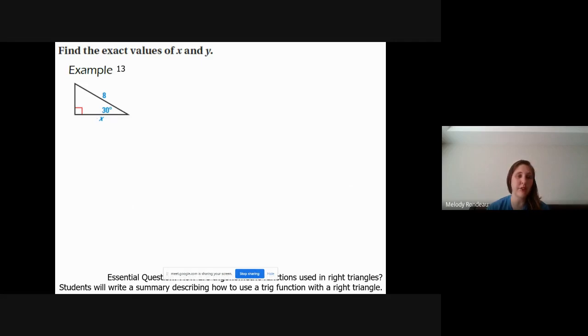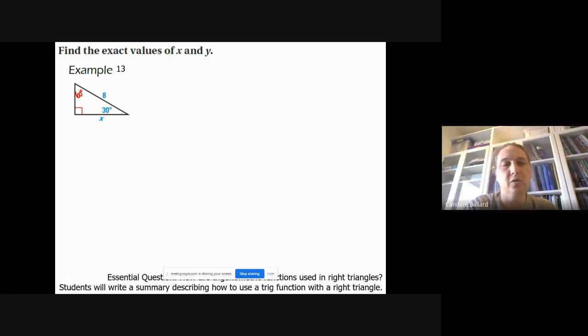So we have a 30, 60, 90 triangle. I didn't ask this question, but I am going to ask and see how many awesome geometry students we have. How do I know that angle is 60 degrees? So put it in the chat. How do you know that angle is 60 degrees?